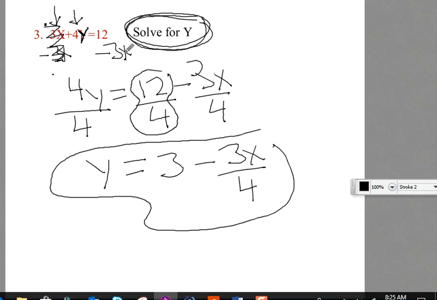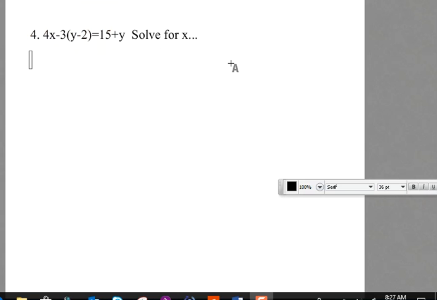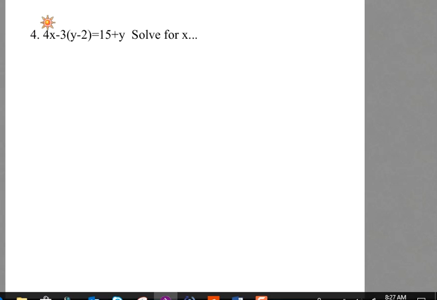Okay, let's go ahead and look at a couple more, and then I'm going to give you guys some to try. Okay, so for question number 4, let's go ahead and read through this. We have 4 times x, we have a minus 3 in front of the parentheses, y minus 2 equals 15 plus y, and we're going to solve for x. Okay, now you guys know that when we're solving equations, if there's something that needs to be distributed or simplified, we take care of that first.